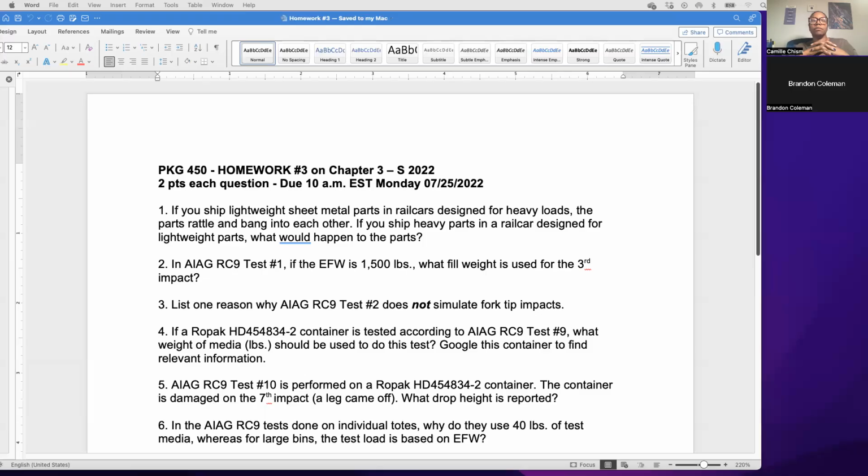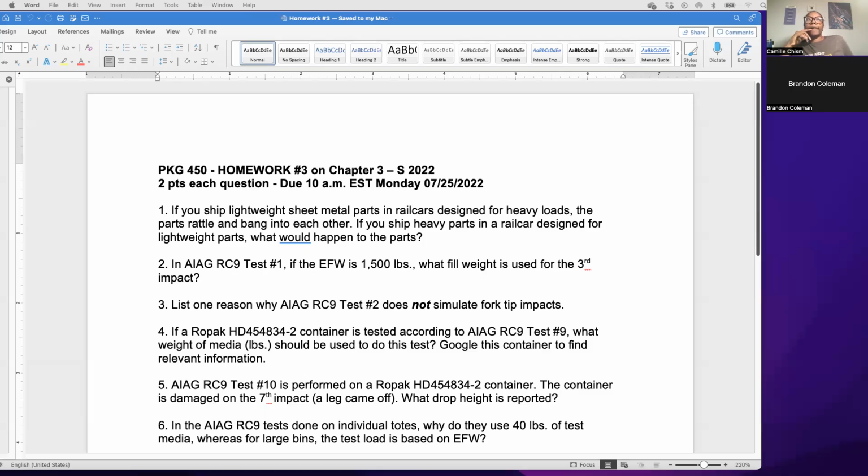How do you think that it will affect the rail car itself? Could it do anything to the rail car? Also, if you've got lightweight parts that are shipping, and it's designed for heavy loads, your shocks are made to absorb more weight. So that's why you see them banging and bumping into each other.